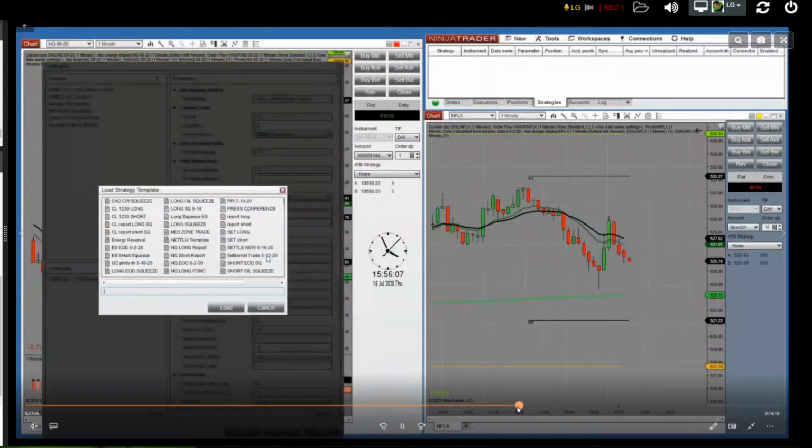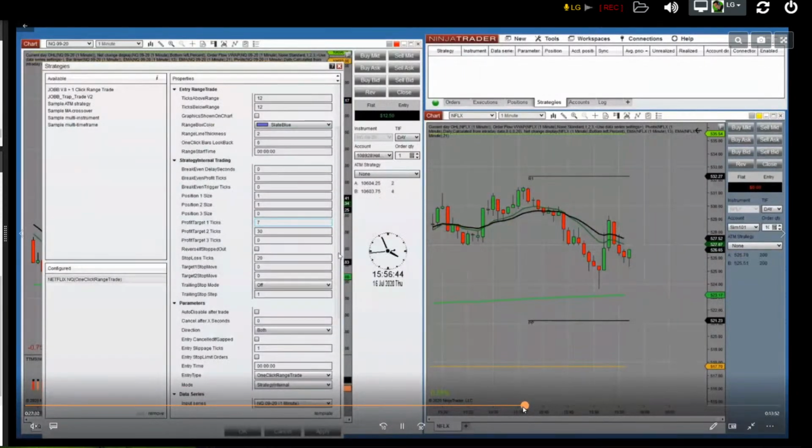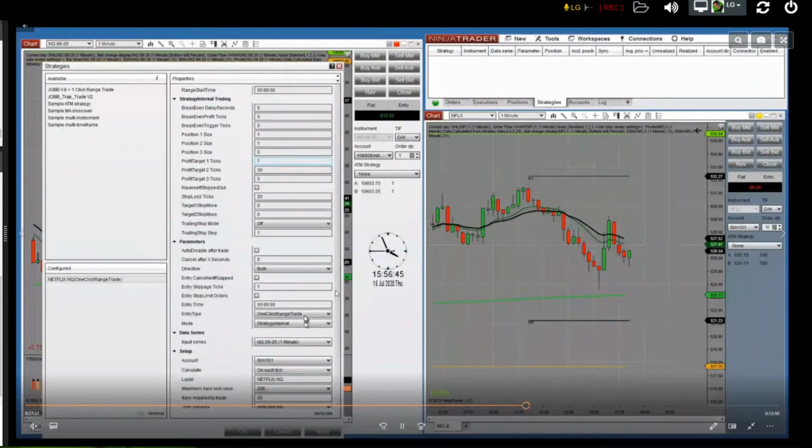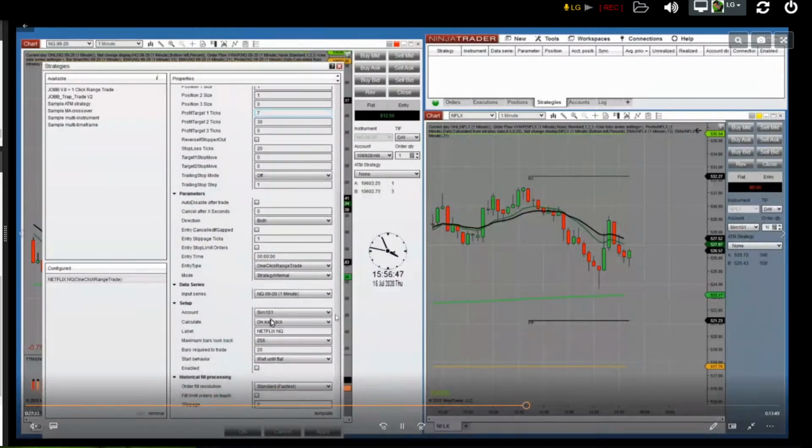I'm trying to see what I was doing. Okay, so here's Netflix. A target of 7, a target of 30, and a stop of 20. And the setup is the 1-click range trade. That's the way that I'm going to trade Netflix.